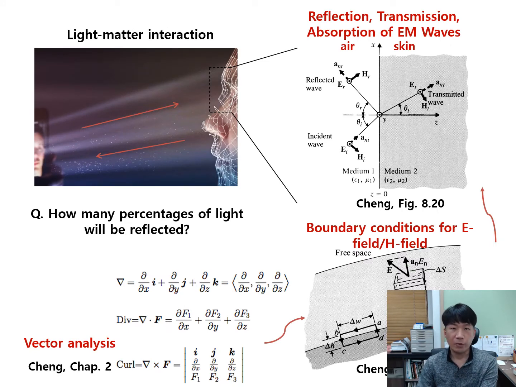For more details, if you have a question on what percentage of the light will be reflected from your face, then you should know the reflection characteristics of electromagnetic waves between air and your skin. So in this class, you will learn about these characteristics in chapter 8 of your textbook. And in order to understand these wave characteristics, you should learn about the boundary conditions at the interface for the electric field and the magnetic field, together with vector analysis. And definitely, vector analysis could be very useful for learning many other engineering courses.